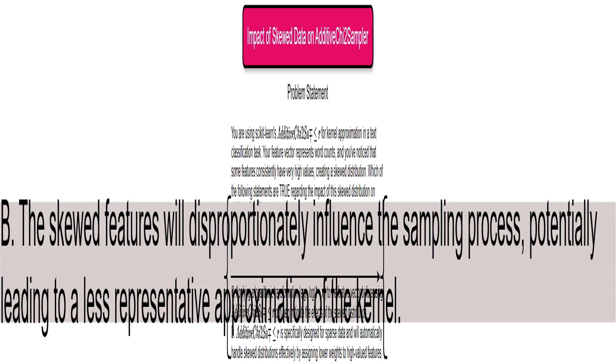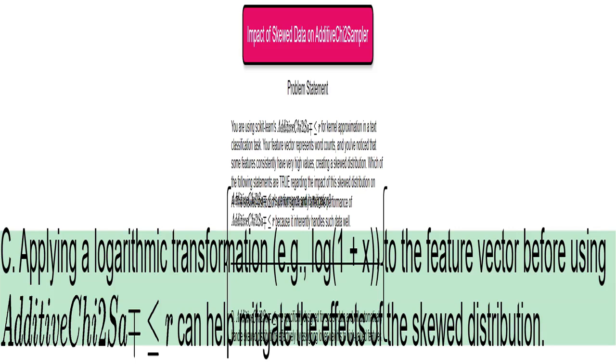Think of it like this. If you're sampling opinions from a group where one opinion is overwhelmingly dominant, your sample might not reflect the diversity of views. I can use a logarithmic transformation, like log 1 plus x, to reduce the impact of extremely large values. This makes the data less skewed and improves the balance of features. The AdditiveChi2Sampler will then be less influenced by those overly dominant values, leading to a better kernel approximation. It's like turning down the volume on the loudest voices so I can hear the others better.